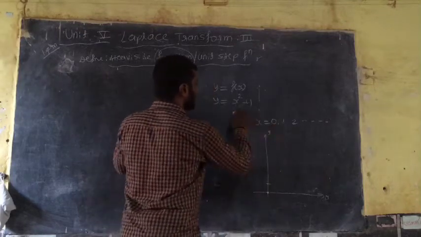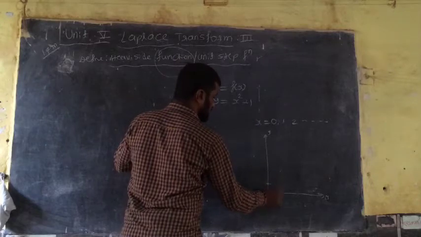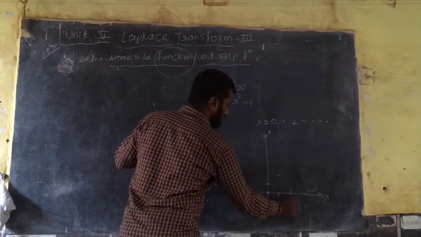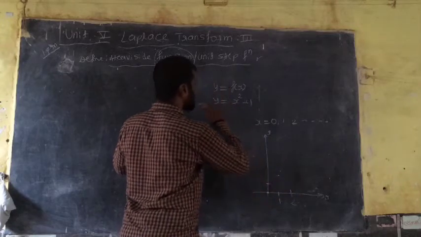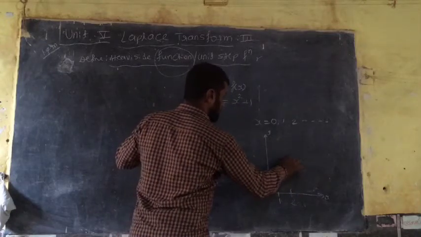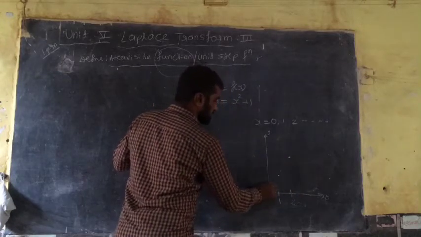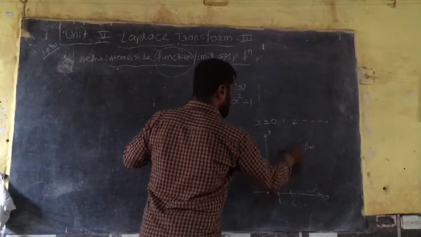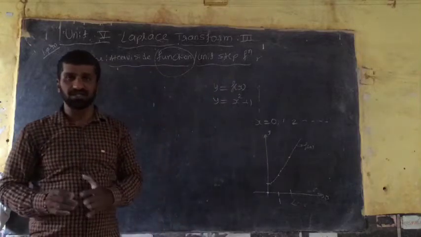Next, x equal to 1, so y is equal to 2. X equal to 2, y is equal to 2 square plus 1, which is 5. Then join these points. This is the function f of x. This function is called a continuous function.